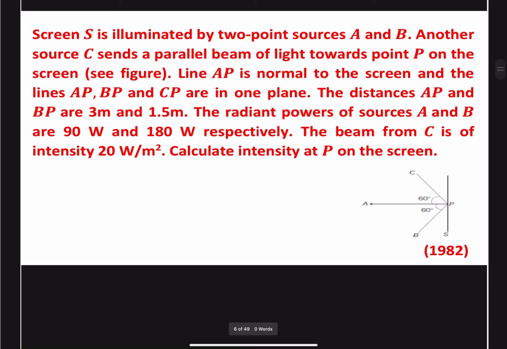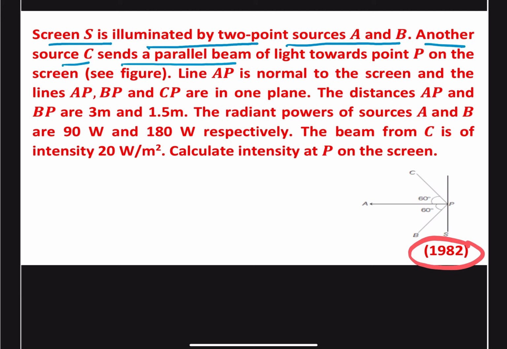We come to the next question, and here it is asked, it was asked in the year 1982, and it states that the screen S is illuminated by 2-point sources A and B. Another source C sends a parallel beam of light towards the point P on the screen as in figure. Line AP is normal to the screen, and lines AP and BP and CP are in one plane.